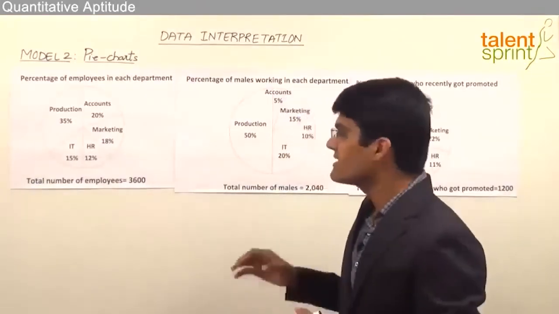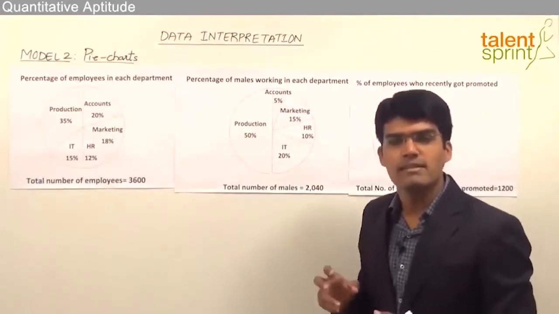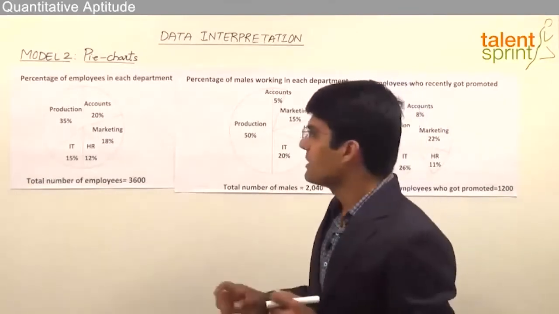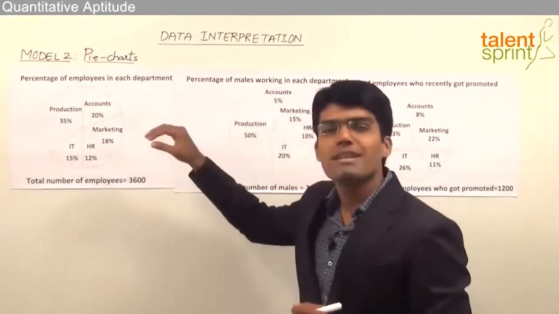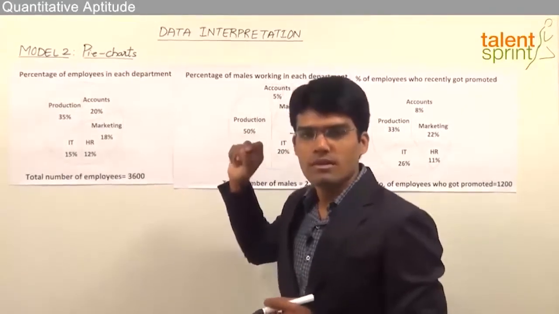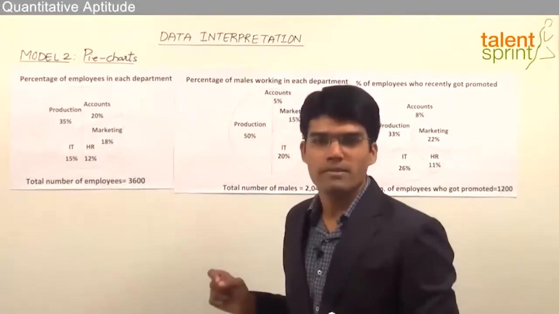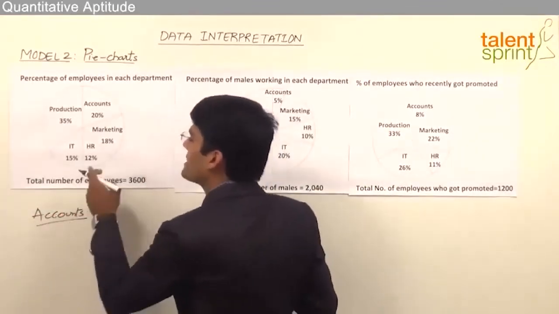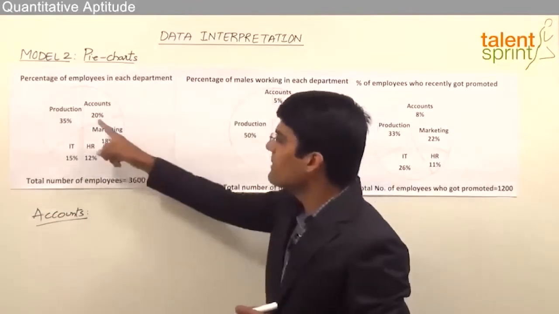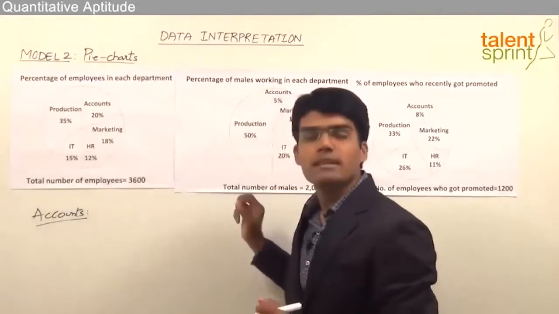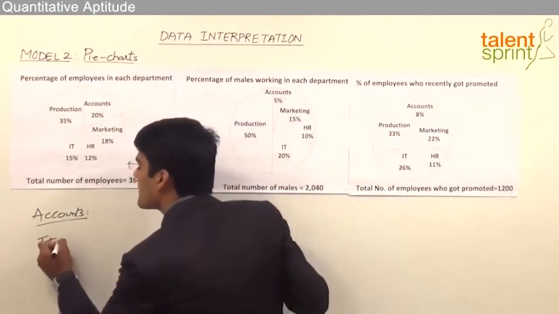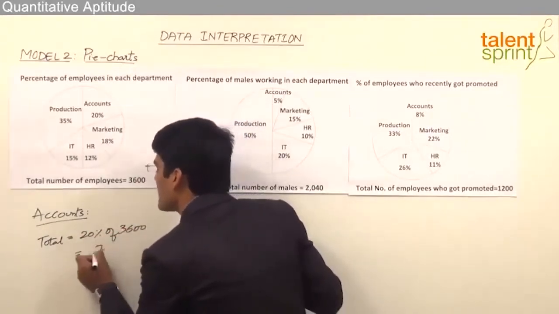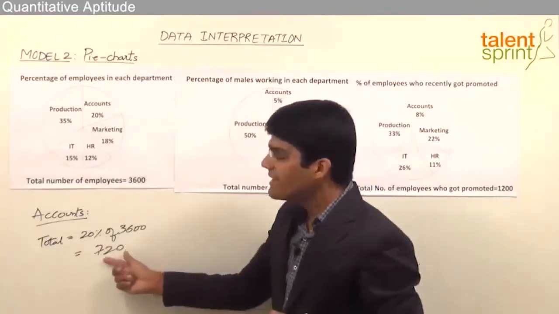Before we take up the various questions that have been asked along with these 3 pie charts, let us quickly understand what are the different types of things which can be calculated from this given data. For example, from the first pie chart, the percentage of employees in each of the departments is given to us. So we can find out the number of employees in each of the departments. For example, let us do the calculations with respect to accounts department. Now, from the first pie chart, we know that total number of employees in accounts department is 20% of 3600. So the total in accounts department will be equal to 20% of 3600. And this comes out to be 720.